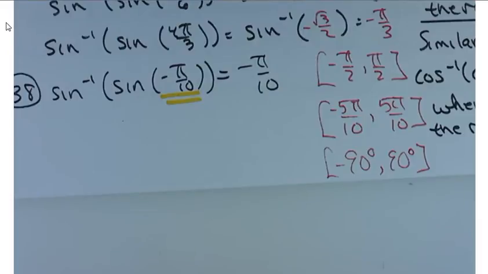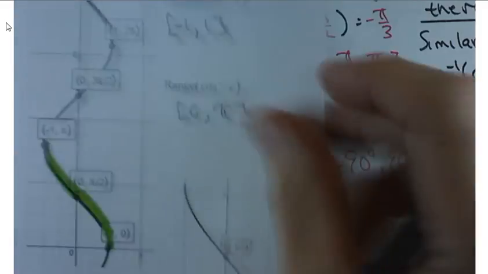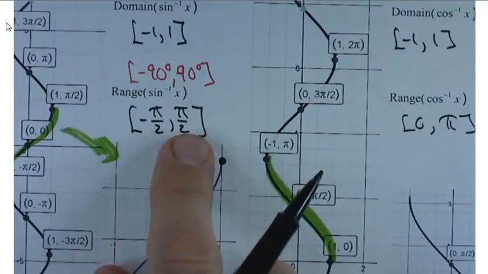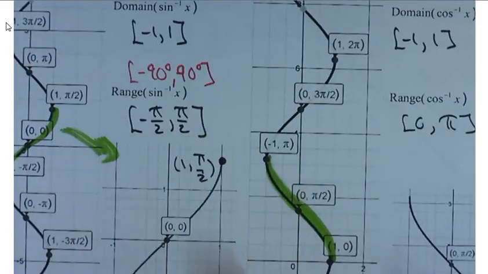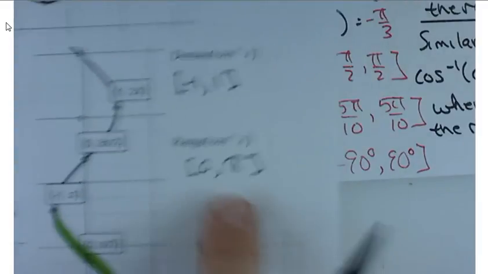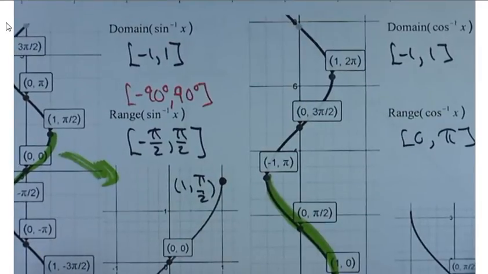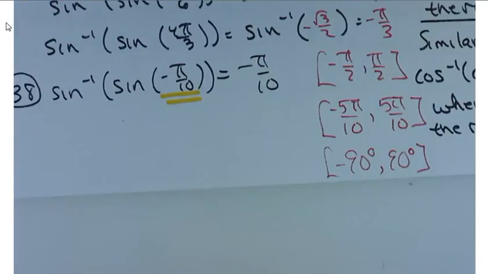Yes. Is that always the range just for sine? That's the range for sine. And the cosine is going to be like what we did on here too. For the cosine, it's 0 to pi. For the sine, it's negative pi over 2 to pi over 2. Like you said, 0 to pi for cosine, and negative pi over 2 to pi over 2 for sine.